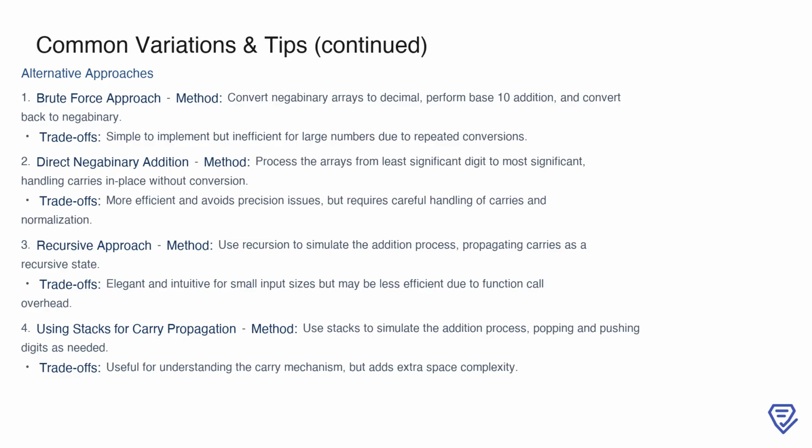A third option is using recursion to simulate the addition process. Here, you propagate carries as part of the recursive state. This approach can feel elegant and intuitive, particularly for smaller inputs, but the overhead of recursive function calls might make it less practical for larger datasets. Finally, you could use stacks to simulate the addition process. By pushing and popping digits, you can gain a clearer understanding of how carries propagate in Negabinary addition. However, this method increases space complexity, which might be a trade-off to consider depending on the problem constraints.